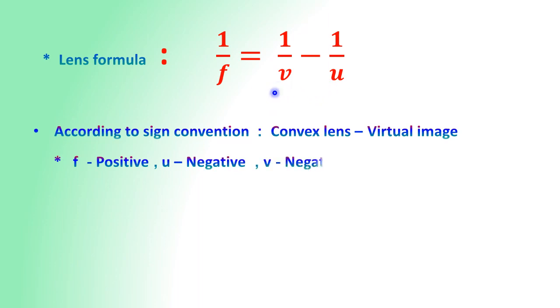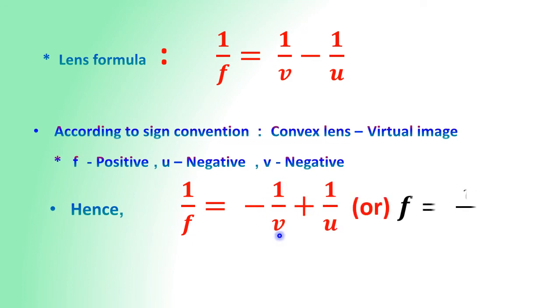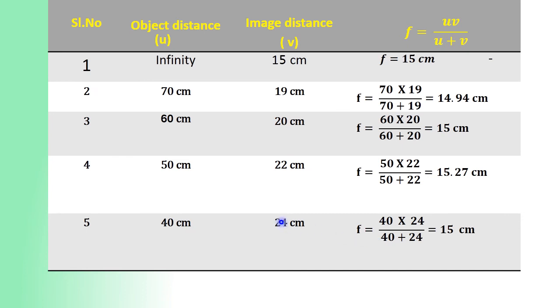u and v both are negative. Substitute these signs in this. Hence 1 by f equal to minus 1 by v. Why? Because v is negative and u is negative, then this term will become positive. So 1 by f equal to minus 1 by v plus 1 by u, or f equal to uv by v minus u.